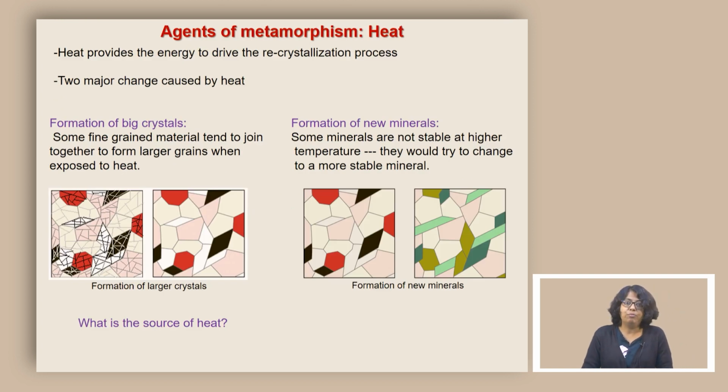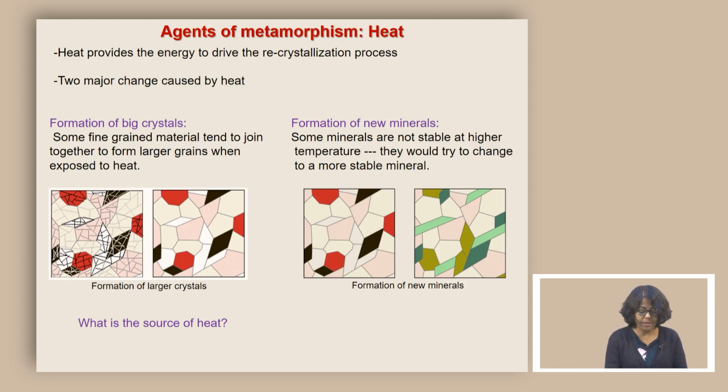So, the first agent of metamorphism that we are going to talk about is the heat. So, heat provides the energy to drive the recrystallization process, and as a result we find many of the changes which do not often involve any change in composition, but simply the arrangement of crystals, and therefore new crystals appear. So, there are two major changes that we see as a result of heat. One is the formation of big crystals. Some of the fine grained materials tend to join together to form larger grains when they are exposed to heat.